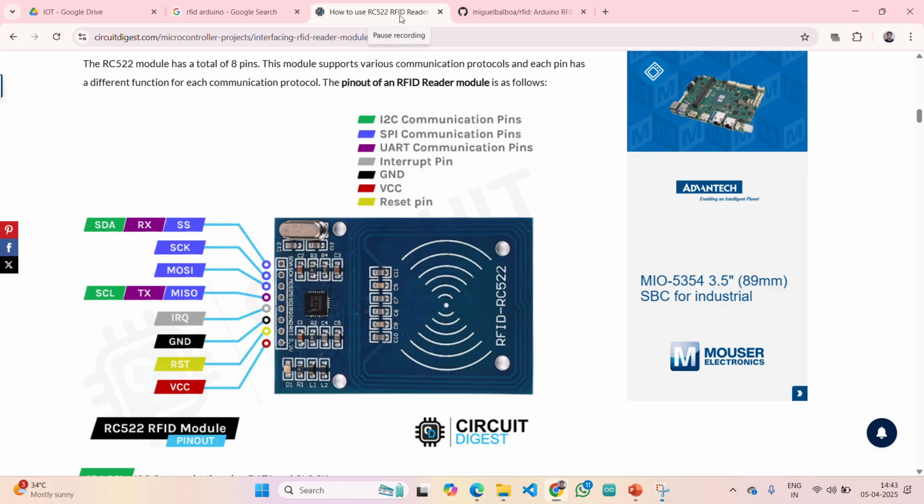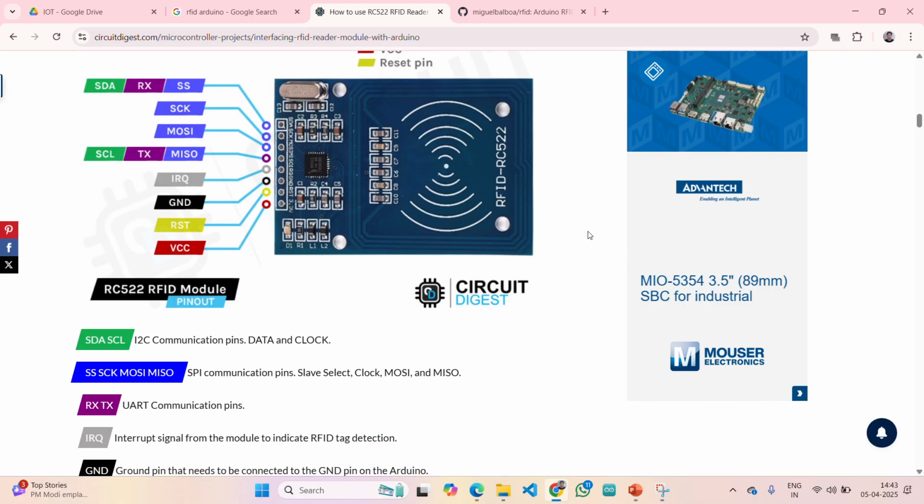It consists of 8 pins, and here we are not going to use one of the pins, that is IRQ, in our applications. The remaining 7 pins we are going to use. One by one, I will explain it.